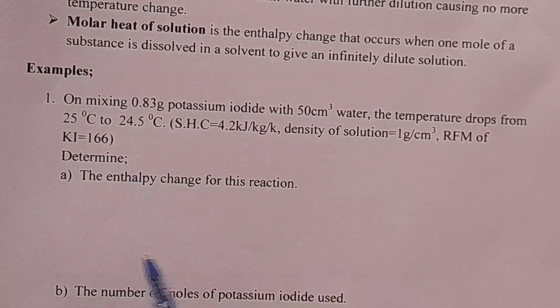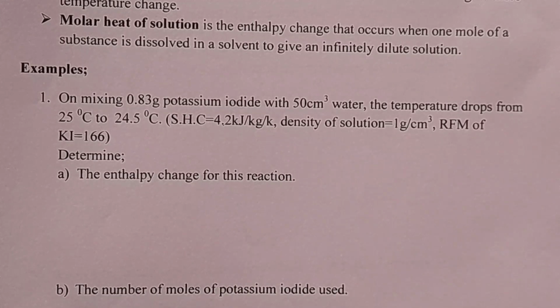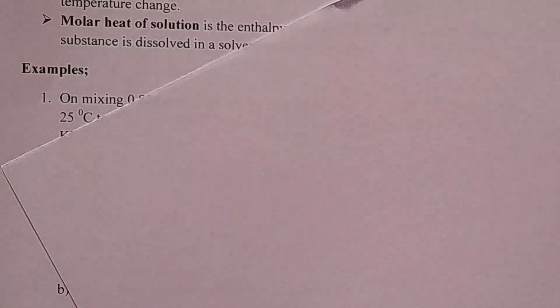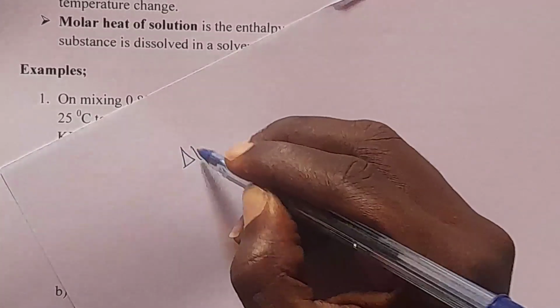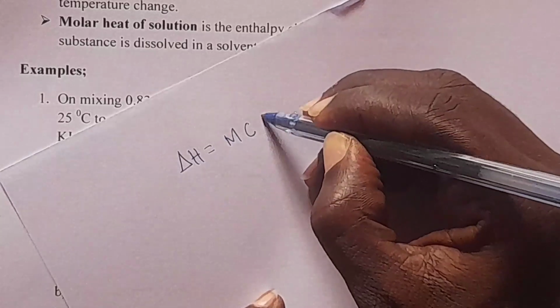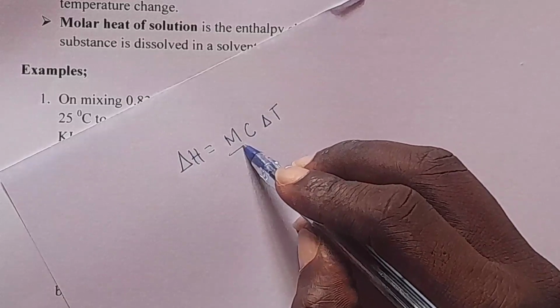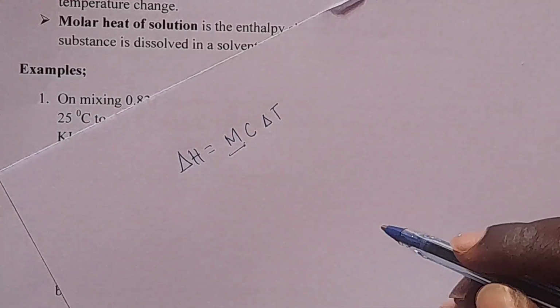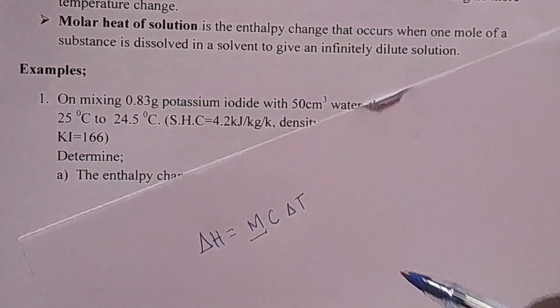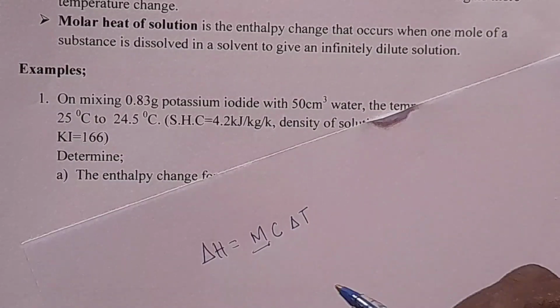So determine, first, we are told A, the enthalpy change for this reaction. So we are supposed to calculate enthalpy change of a reaction. If you want to get enthalpy change of a reaction, we have the formula. Remember, enthalpy change is written delta H. So enthalpy change is gotten by MC delta T. So what is M? This is mass of the solution. And if you want to get mass of the solution, you only check the volume of the water given. In our case here, we are given 50 centimeter cube of water. So that will be the mass of the solution.